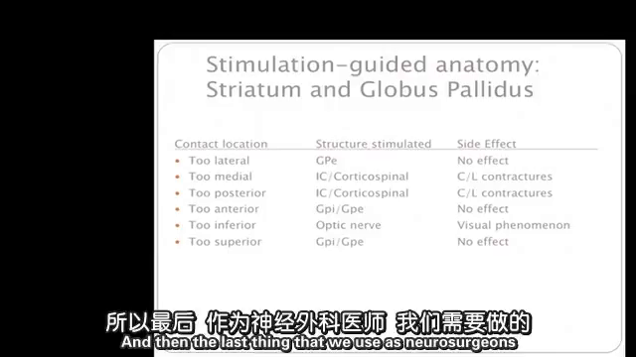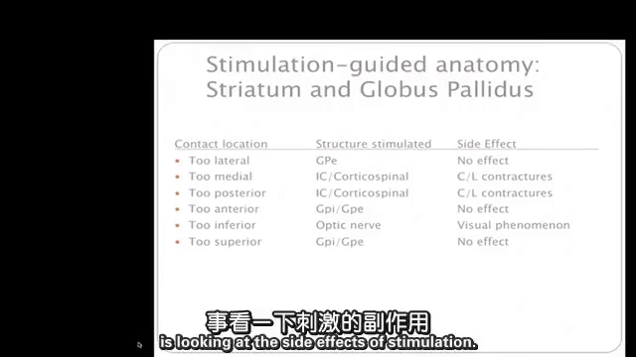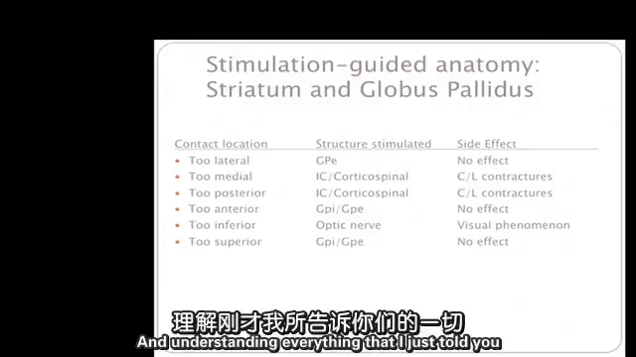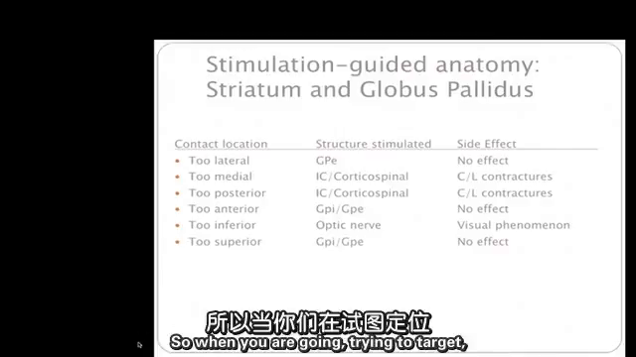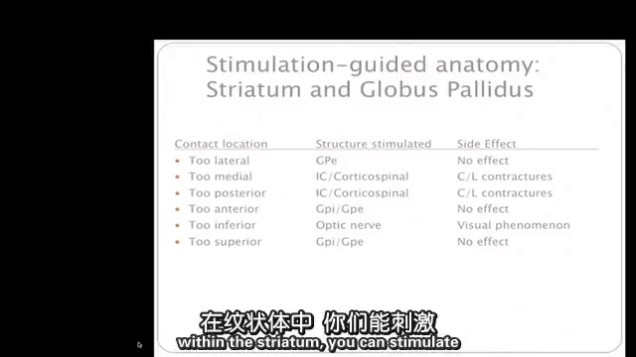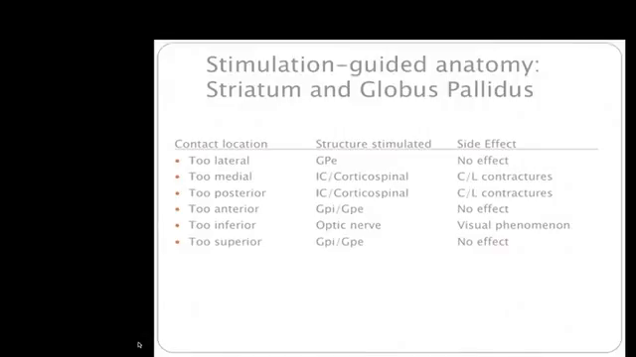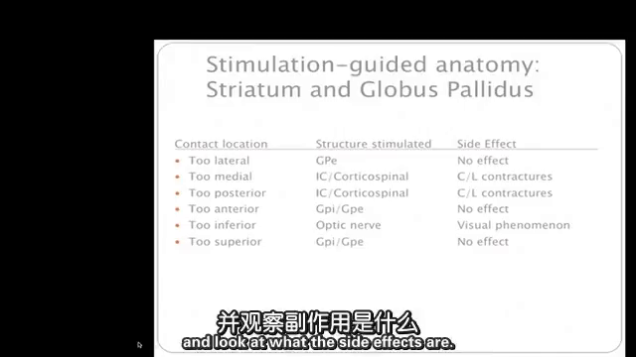And then the last thing that we use as neurosurgeons is looking at the side effects of stimulation. And understanding everything that I just told you would really help you understand the side effects of stimulation. So when you are trying to target this, the GPi in this case, because we don't target GPe with stimulation, you can stimulate or pass a current through your electrode and look at what the side effects are.